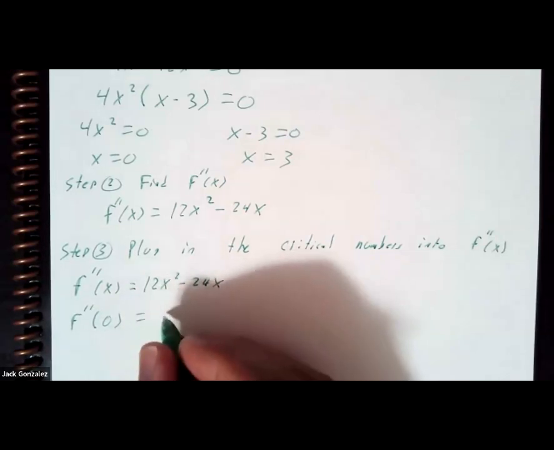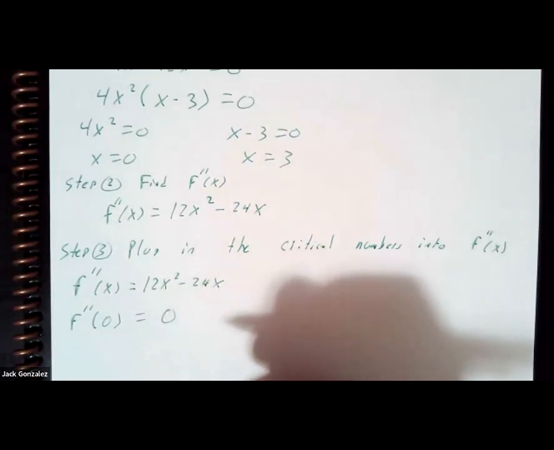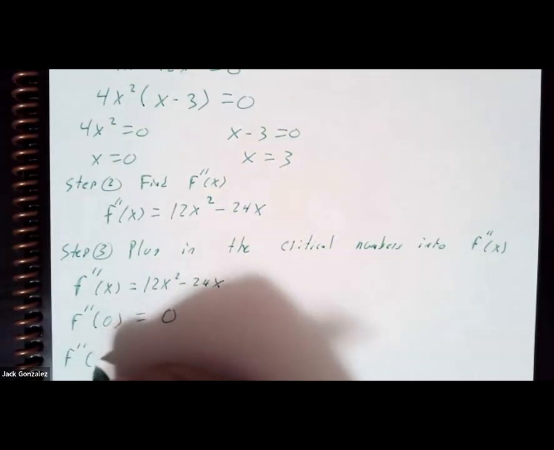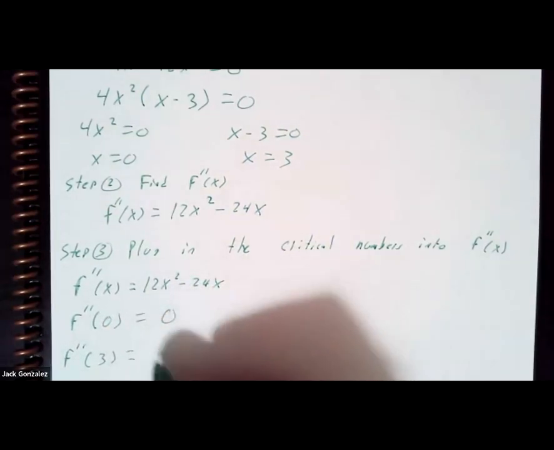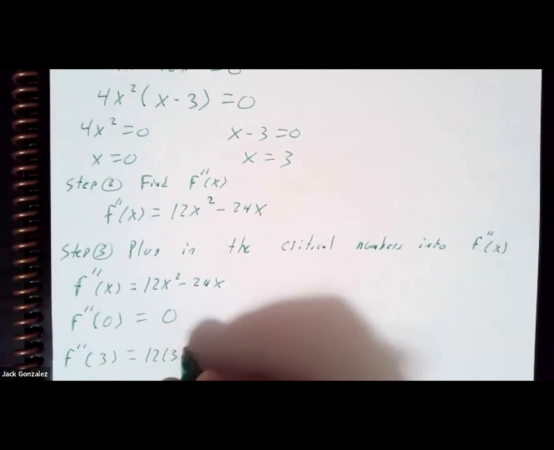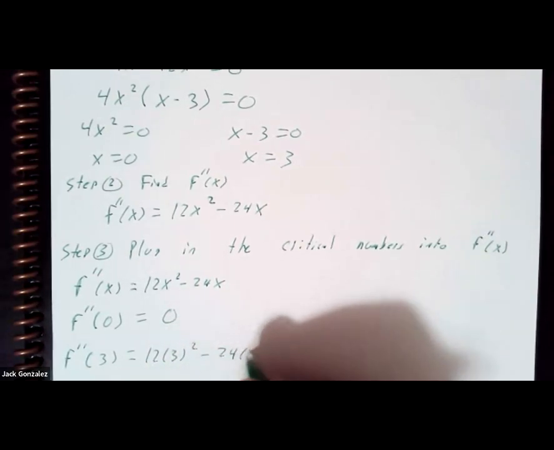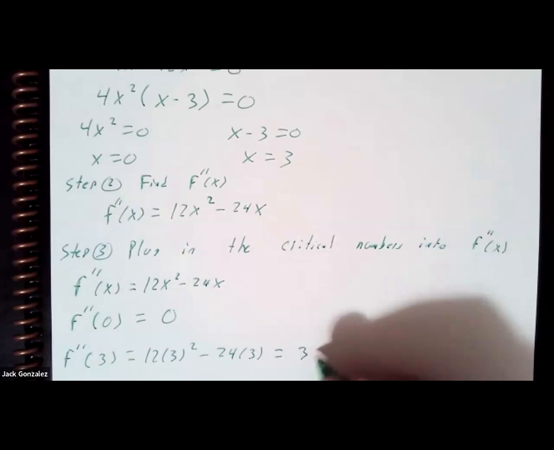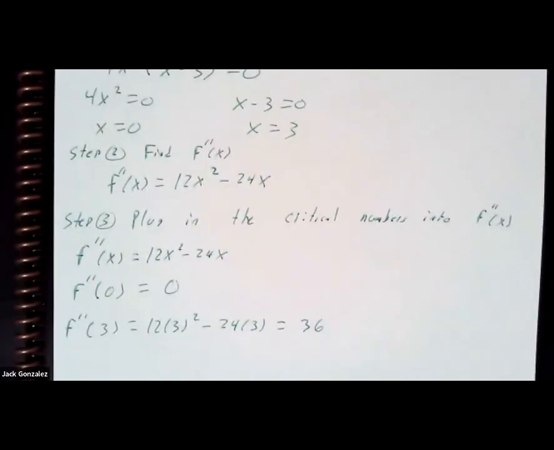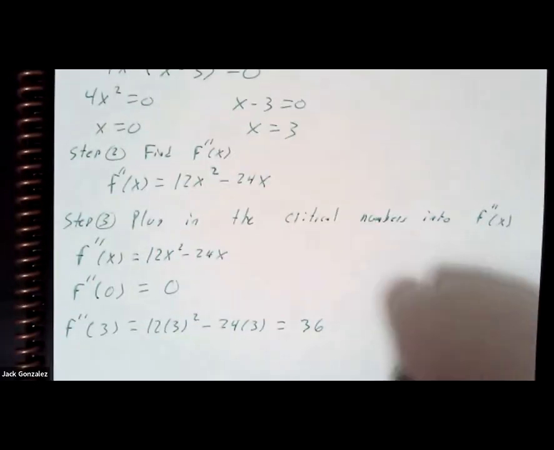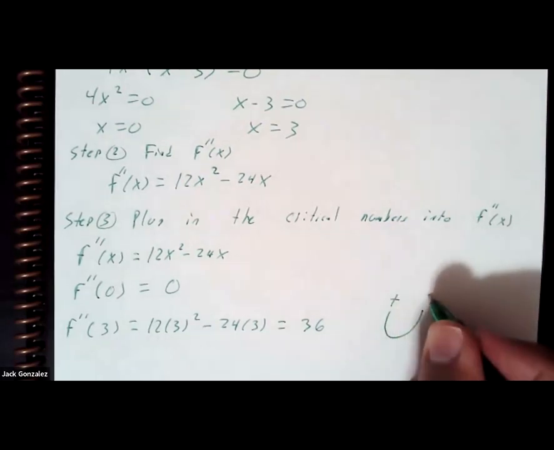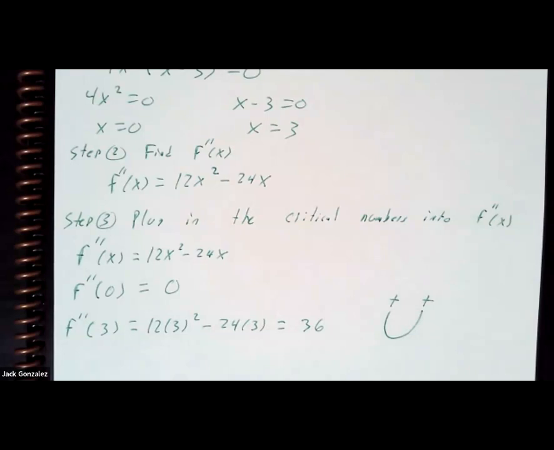F double prime of 0 is 0. F double prime of 3 is 12 times 3 squared minus 24 times 3, which is 36. So if it's positive, that means concave up, right?